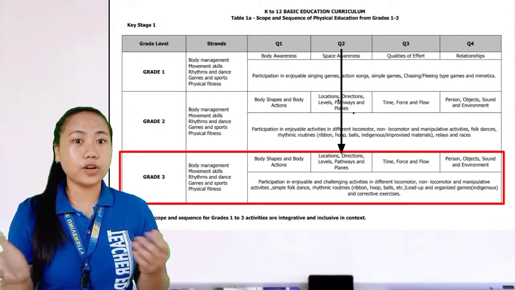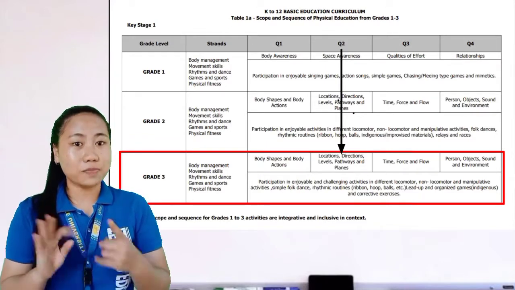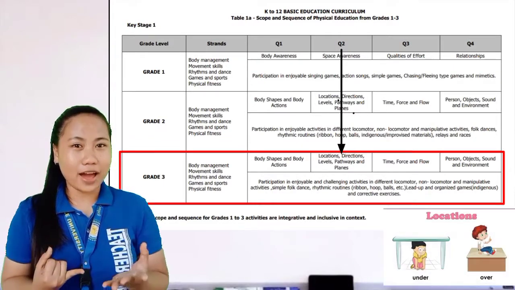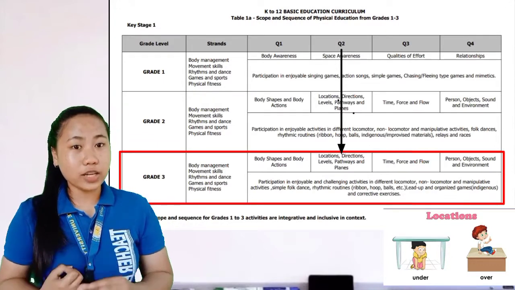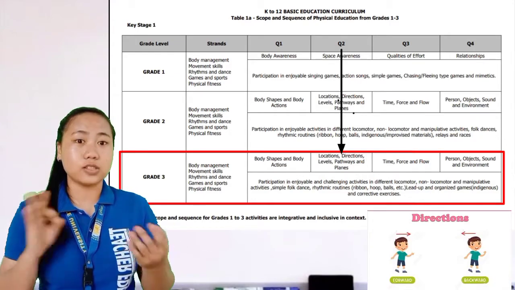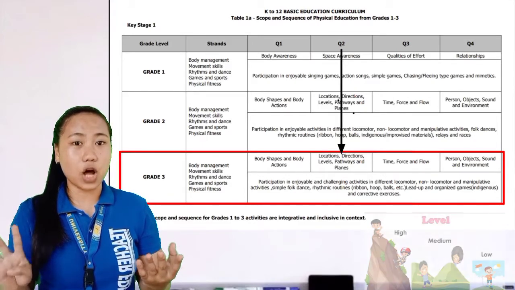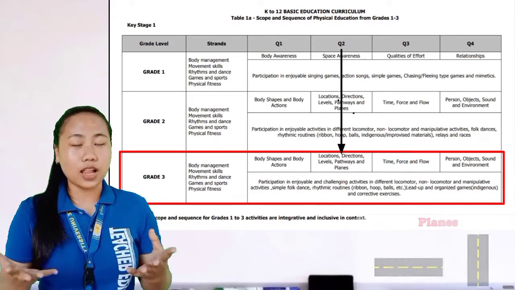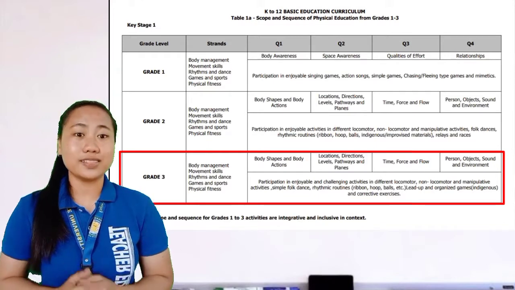For the second quarter of grade 3, we have the locations, directions, levels, pathways, and planes. For locations, it's all about in front, behind, over, and the like. For directions, it's all about forward, backward, sideward, and others. For levels, it's all about high, low, middle. For pathways, it's all about curves, zigzag, straights, and lastly, for planes, it's all about horizontal, diagonals, and so on. And that will be for the second quarter.